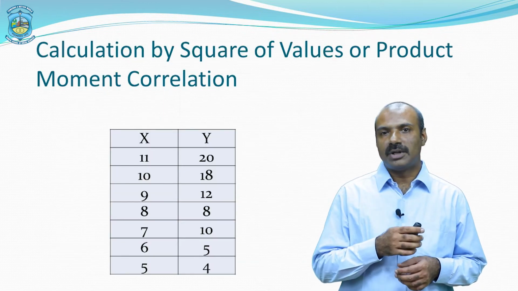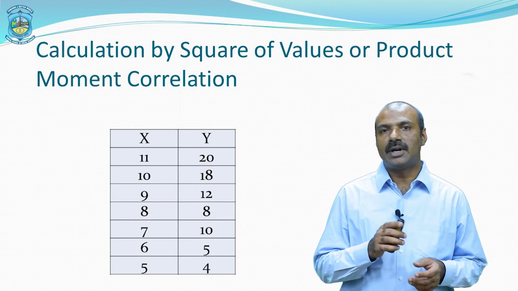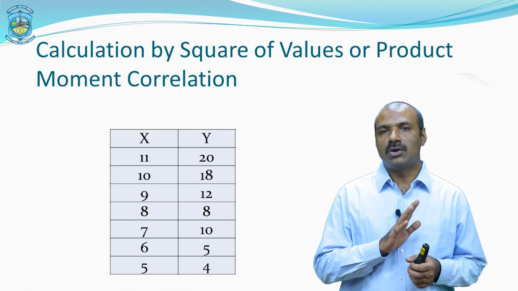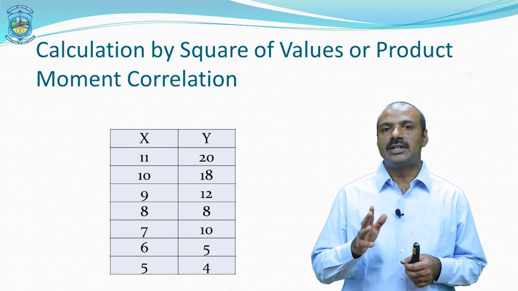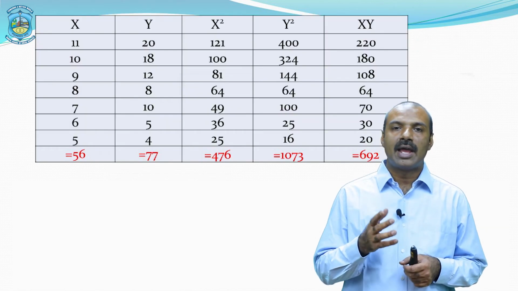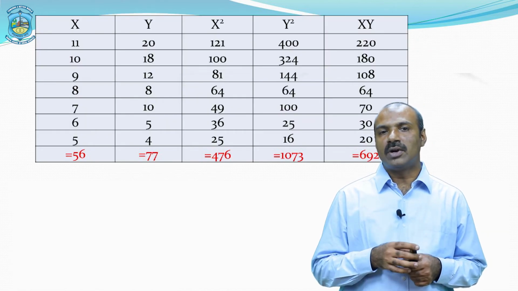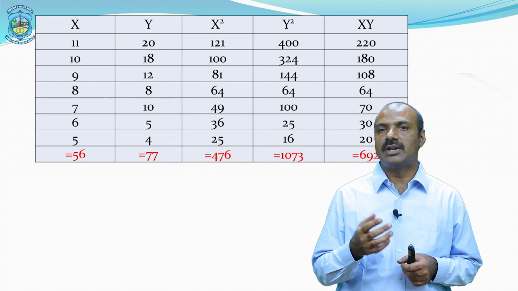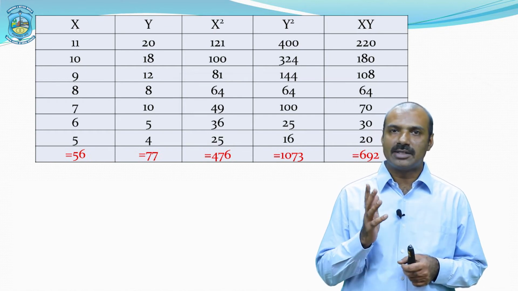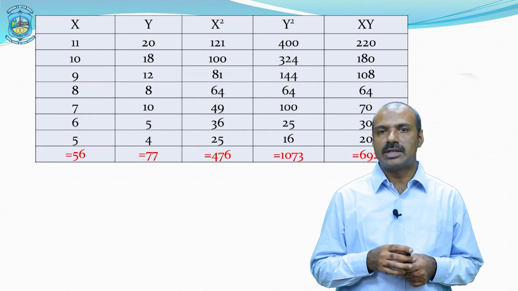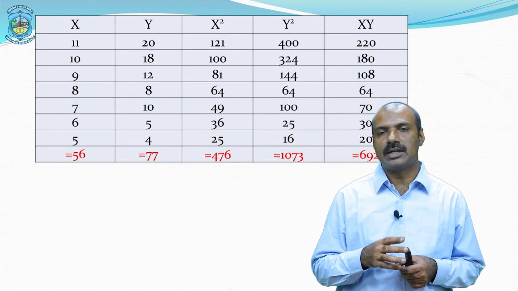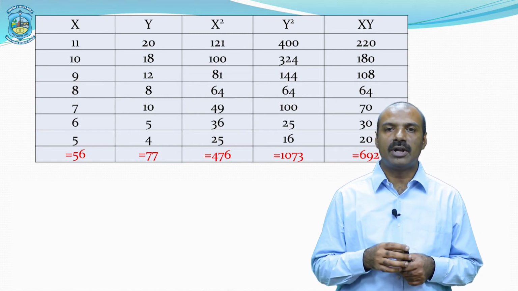We are taking the previous example, the values are same but the method is different. So what we need to do is, here we are not going to calculate deviations, we are just squaring the values of x and squaring the values of y. As you can see, the first value under x is 11, so square of 11 is 121, square of 10 will be 100 and so on. Likewise, for the y series, the first value is 20, square comes out to be 400, the next value is 18, square comes out to be 324.